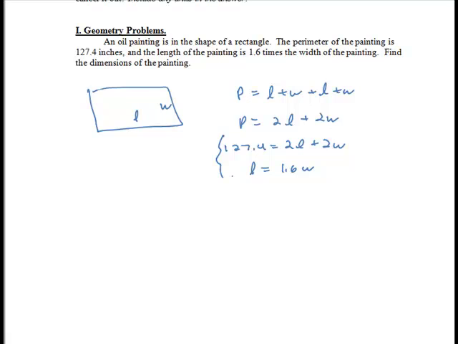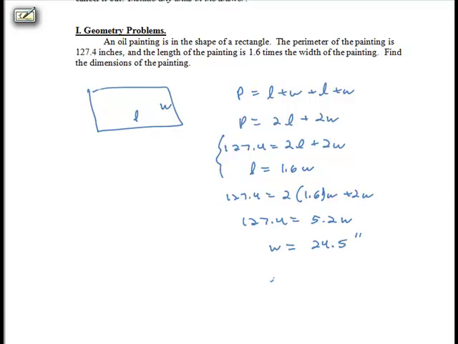I think most everybody would probably choose the substitution method in this case, since the second equation is already solved for L. So all you do is substitute it into the first equation, allowing you to solve for W, the width. The width works out to be 24.5. Your unit, of course, would be inches.